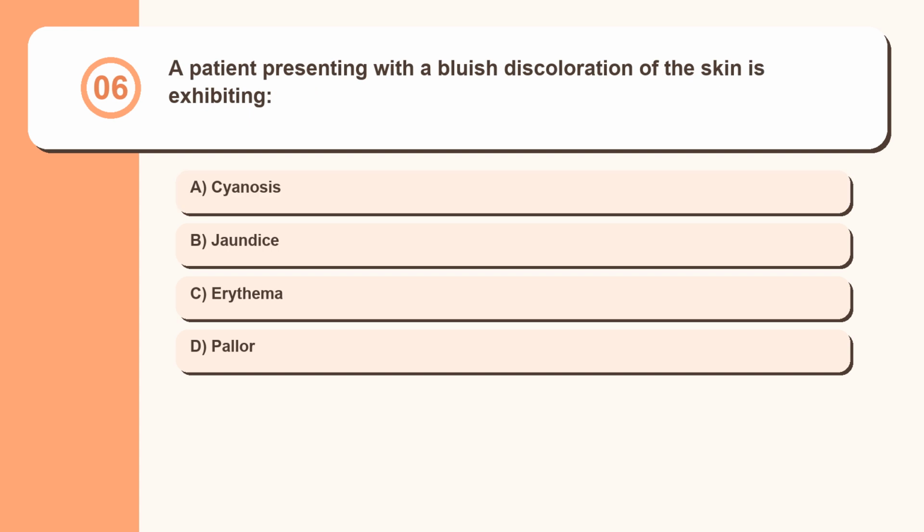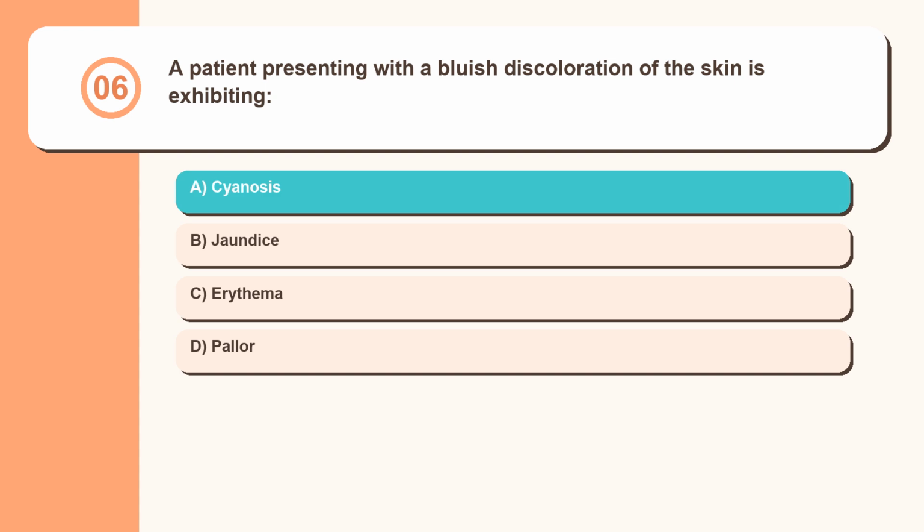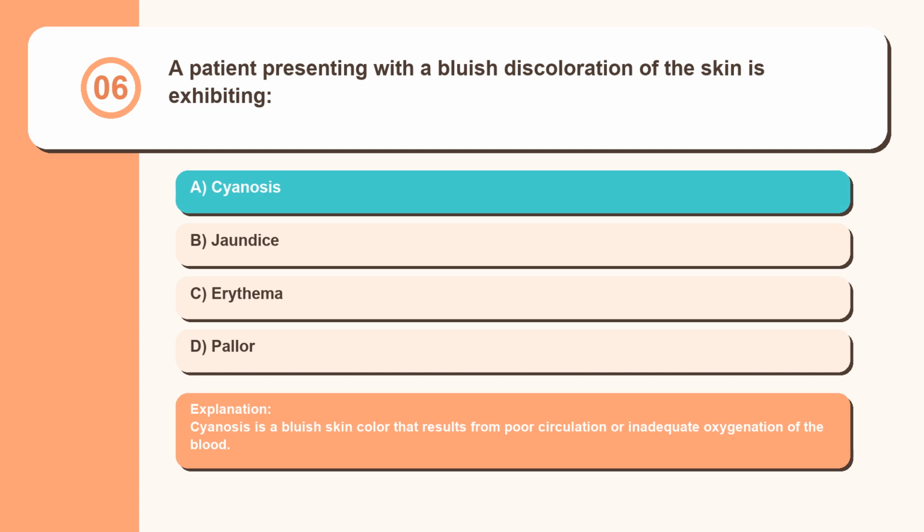Question 6. A patient presenting with a bluish discoloration of the skin is exhibiting cyanosis, jaundice, erythema, pallor. Cyanosis is a bluish skin color that results from poor circulation or inadequate oxygenation of the blood.